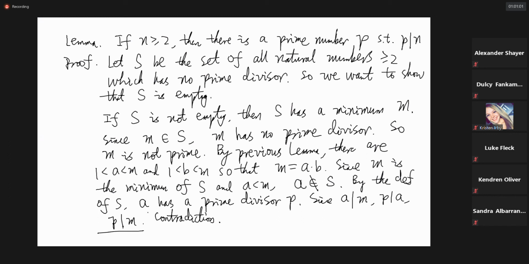This tells you S must be empty. S is empty. This tells you there are no natural numbers greater than or equal to 2 which has no prime divisor. That means every natural number greater than or equal to 2 has a prime divisor. So any questions about this lemma?